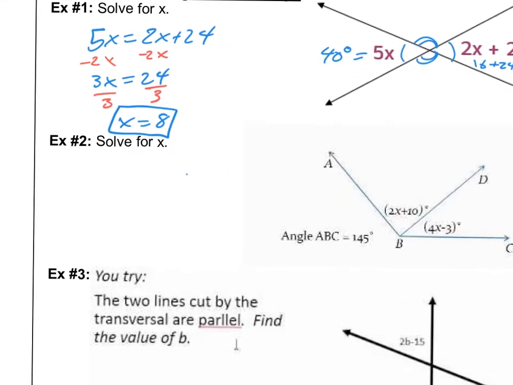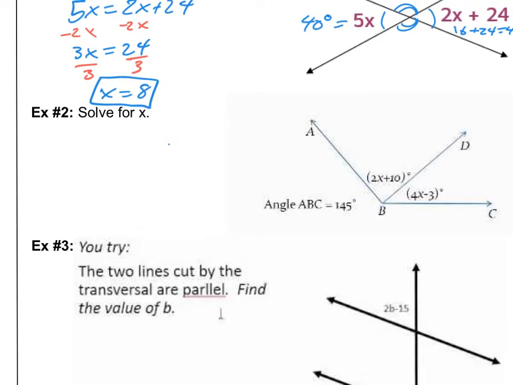So like this next one, example 2 says solve for x. Okay, well, you'll notice that we don't know these two angle measures, but they do tell us that ABC, that's this whole angle here, is 145. Well, if you think about it, that means these two angles have to add up to 145 or have to add up to ABC.